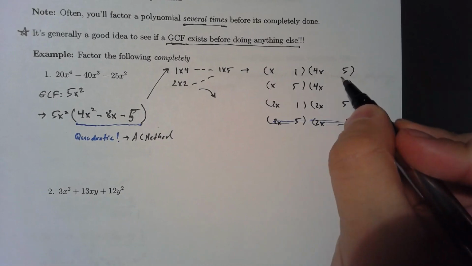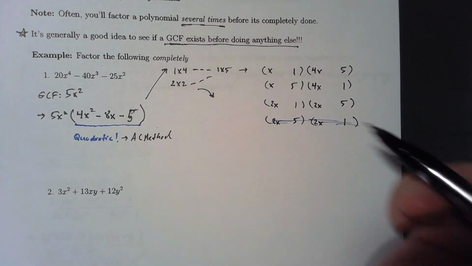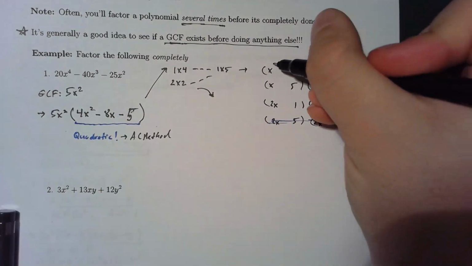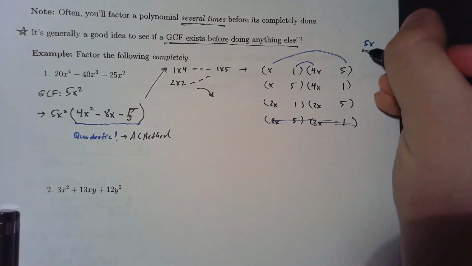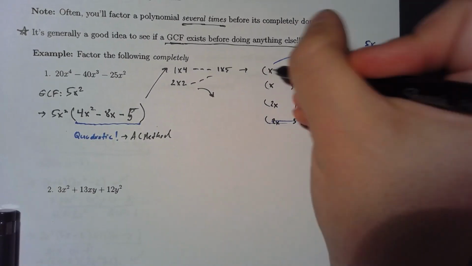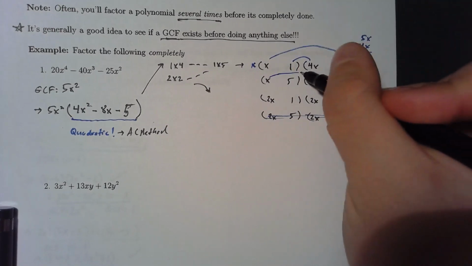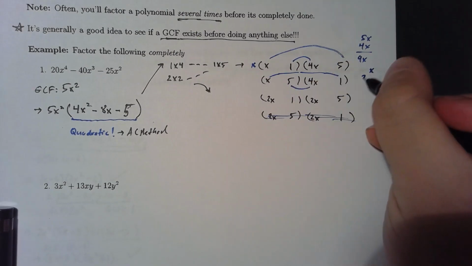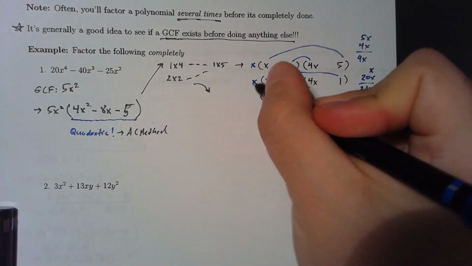Alright, so now I just have to figure out which one of these three is going to give me -8. The outside here is 5x. The inside is 4x. That's going to give me 9x. So that one's no good. Alright. Outside, inside, that's x, that's 20x. That's going to give me 21x. So that one's no good.